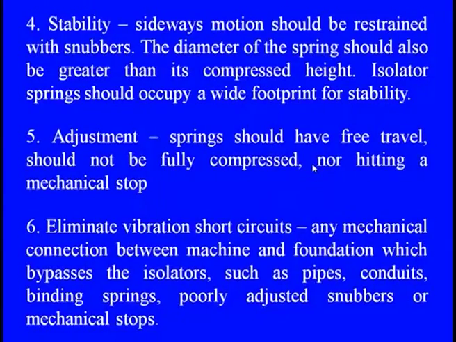The sixth one is to eliminate vibration short circuits. Any mechanical connection between the machine and the foundation which bypasses the isolator, such as pipes, conduits, building springs, poorly adjusted snubbers or mechanical stops. If any short circuits are there in between, any mechanical device, instead of absorbing the vibration, they are creating vibration and transmitting it towards these devices.